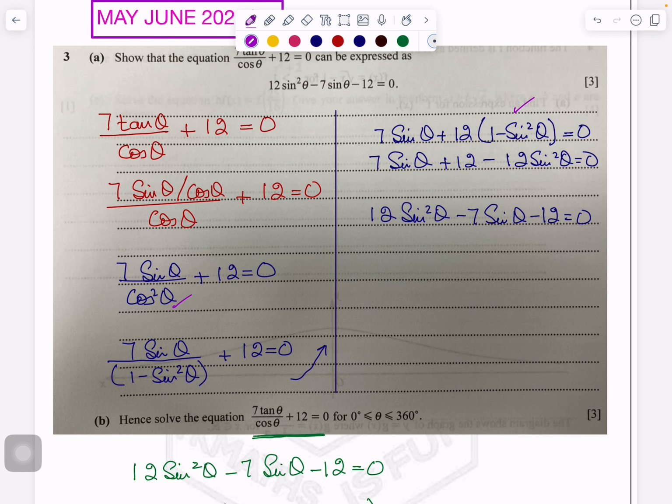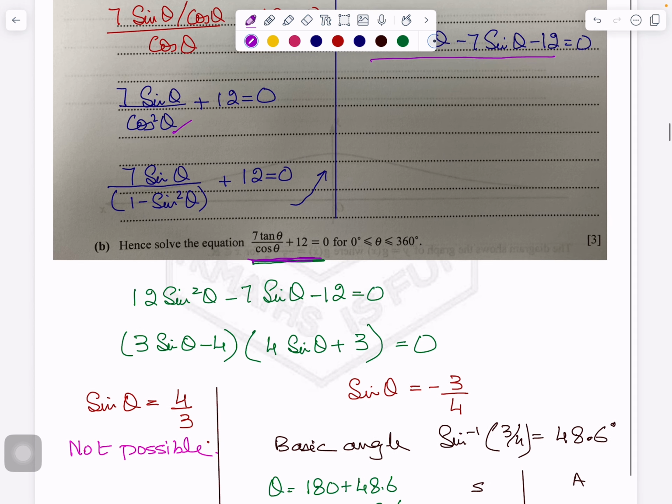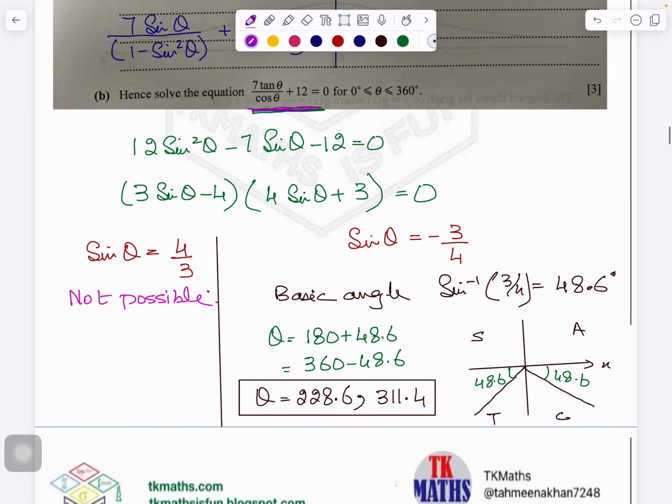So now the next part of the question is saying solve it. You can see here, in place of this, I will write down this expansion which I have gotten, because it's a quadratic form. After that, I will factorize it. And this one we all know is not possible, so we will write rejected or not possible. And for the other one, we will solve it using the ASTC method. You know that, right?